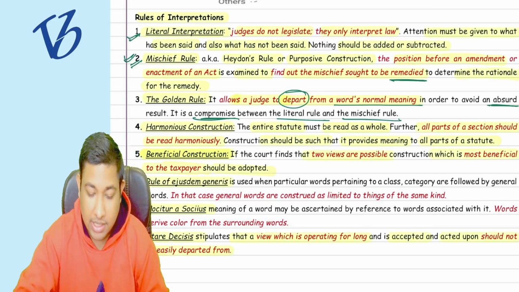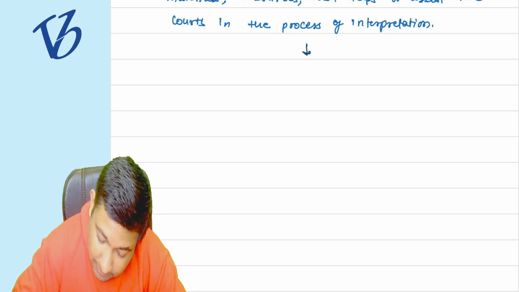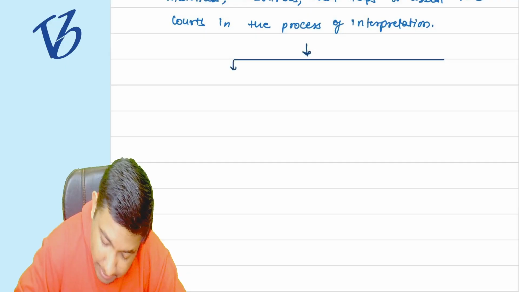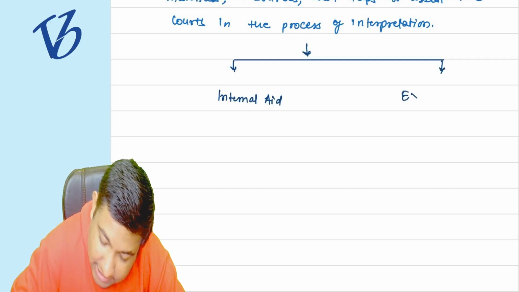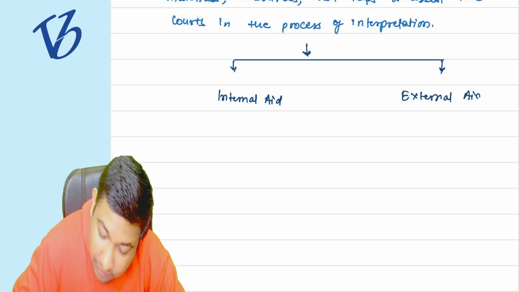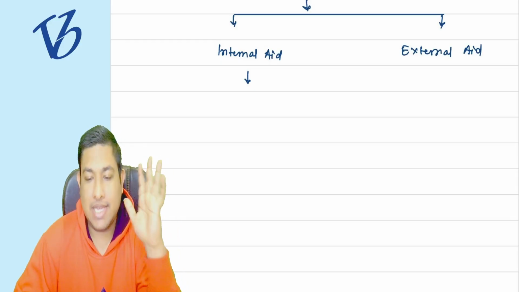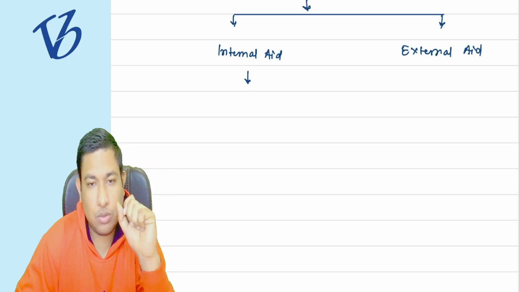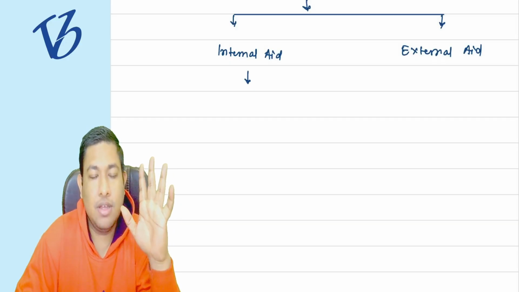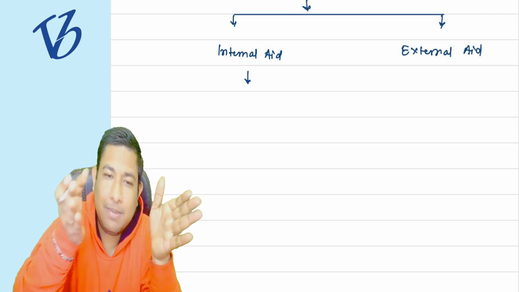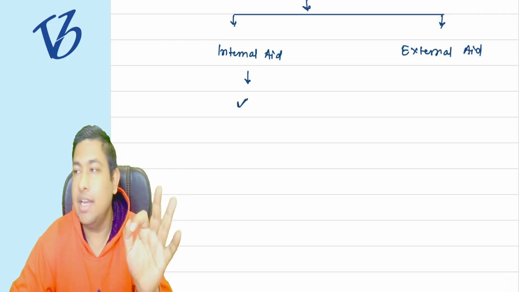Understand? Now clearly there are two kinds of aids. First could be an internal aid to interpretation, and another could be an external aid to interpretation. What is the difference between the two? If we need to interpret the income tax act, we are going to take the examples of the income tax act only because it is in your syllabus. So if we need to interpret any income tax law provision and we are taking help of the income tax act itself, then it is going to be the internal aid.